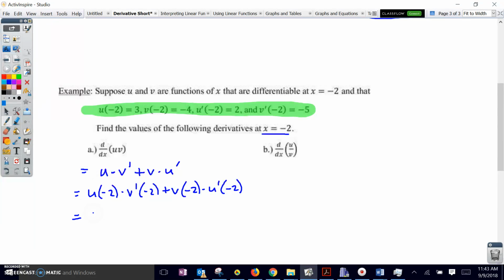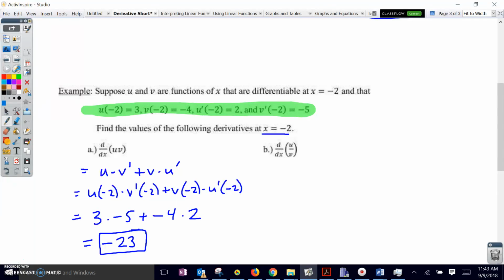And so u of negative 2 is 3. V prime of negative 2 is negative 5. V of negative 2 is negative 4. U prime of negative 2 is 2. And we calculate this value and find that it's negative 23.